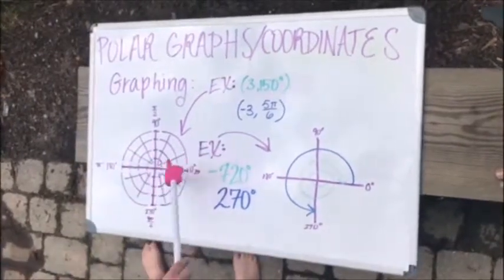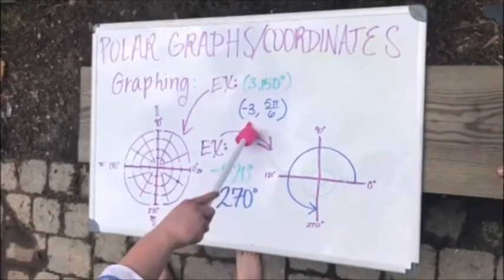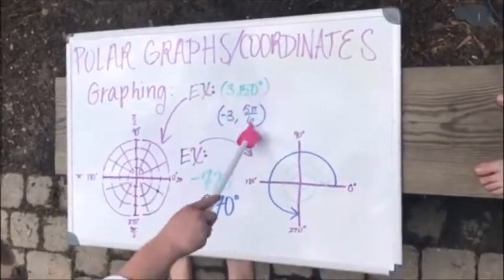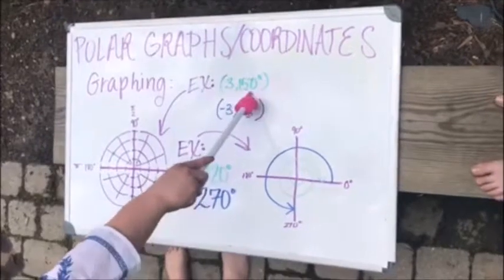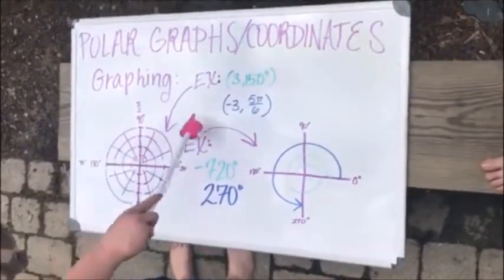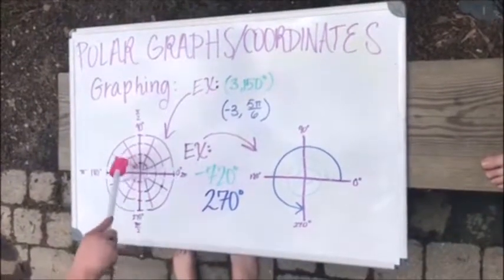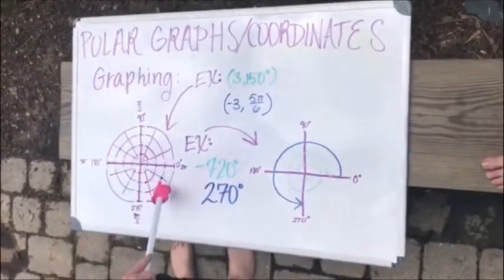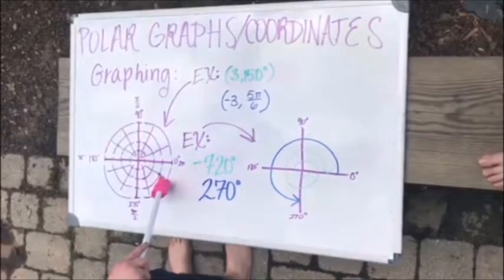Our second example, our radius measure is negative. 5 pi over 6 is 150 degrees, so it's still 150 degrees. But since our r value is negative, we have to go to the opposite quadrant. And there's your point.